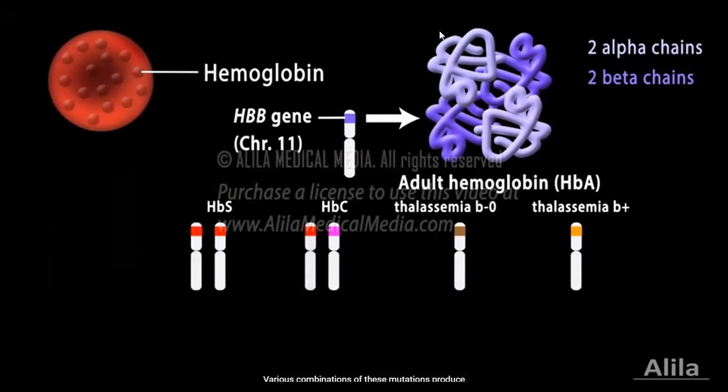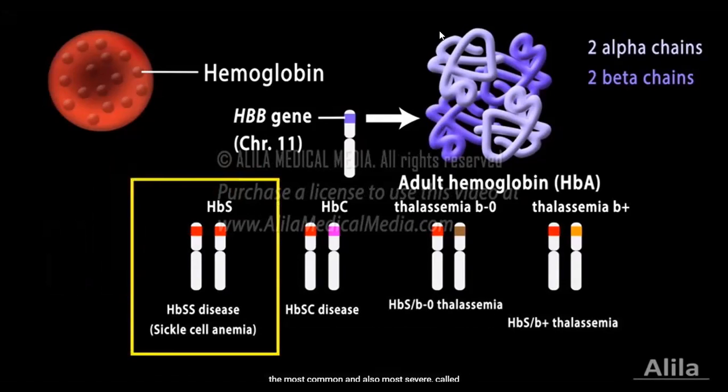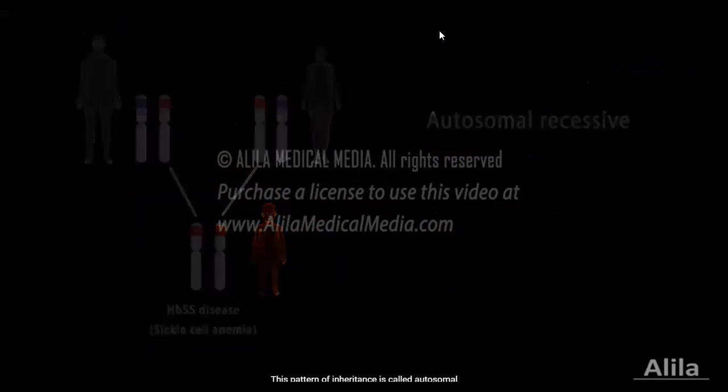Various combinations of these mutations produce different forms of sickle cell disease, but the most common and also most severe, called sickle cell anemia, is caused by 2 copies of the same mutation, producing the mutated hemoglobin S. Each copy comes from a parent. The 2 parents each carry 1 copy of the mutated gene, but they typically do not show any symptoms. This pattern of inheritance is called autosomal recessive.